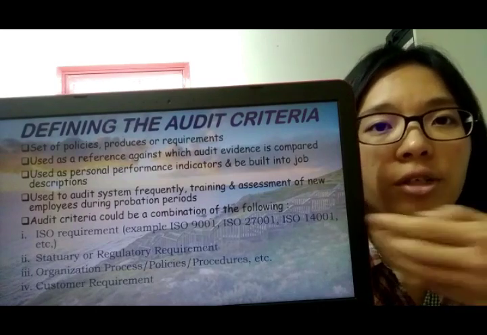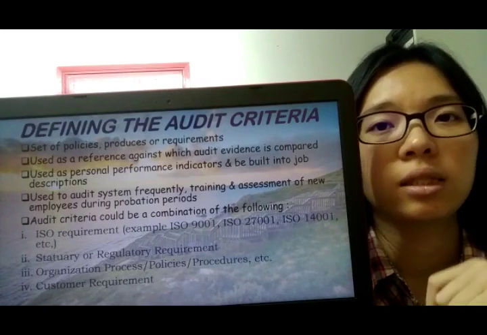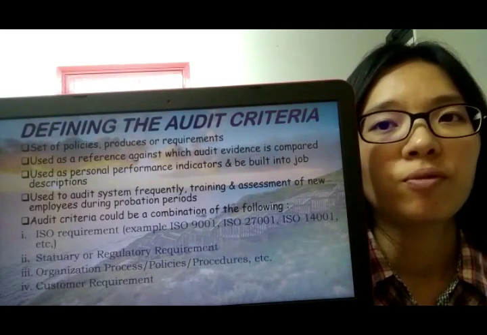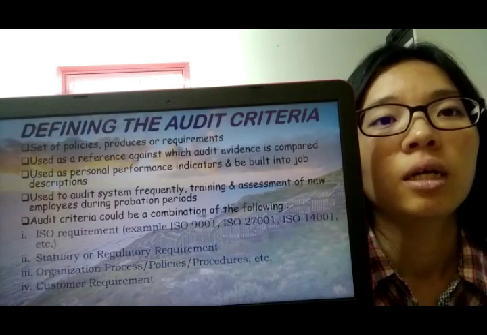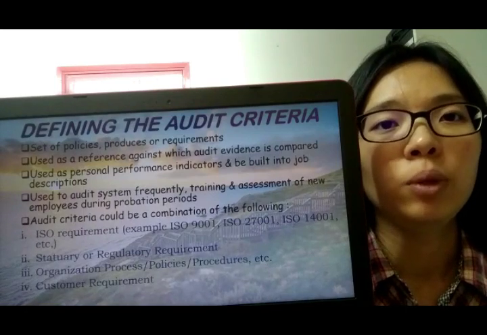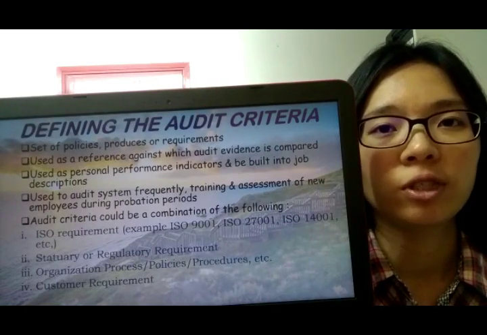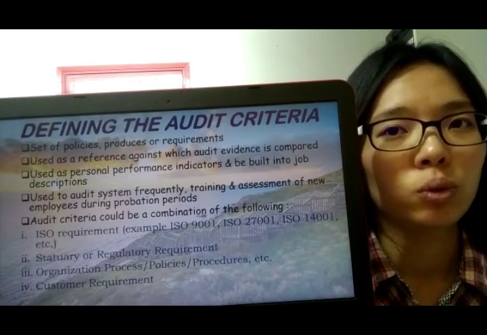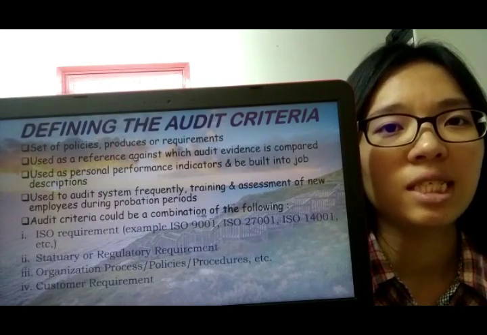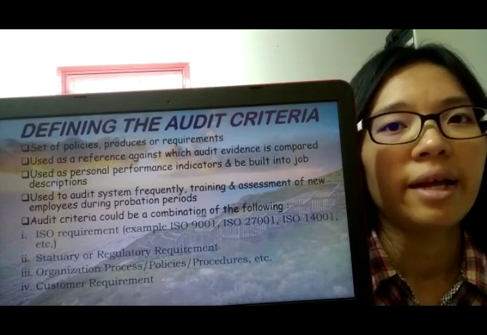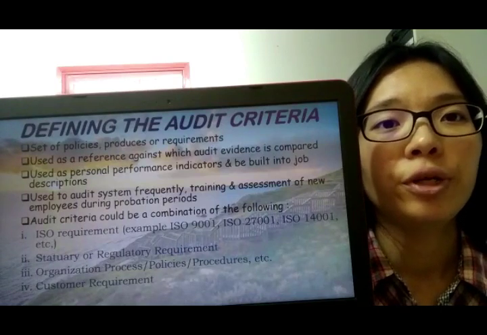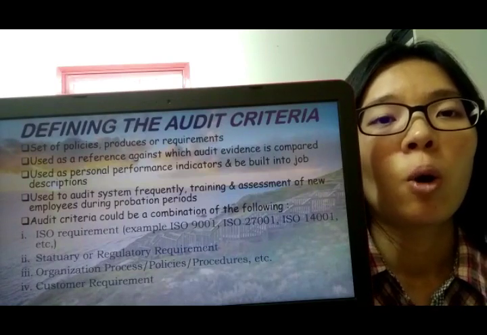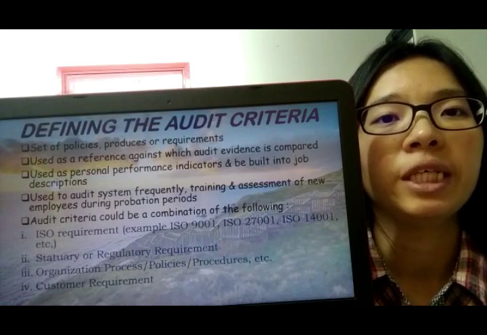The audit criteria can also be used as personal performance indicators and be built into the job description. They can also be used to audit system frequency and training and assessment of new employees during probation period.